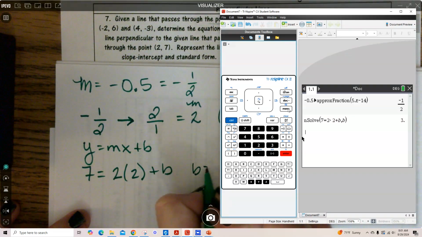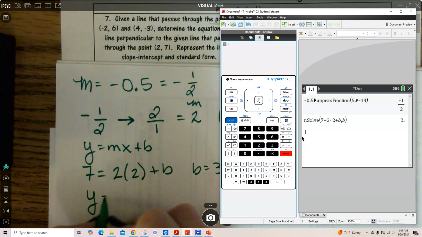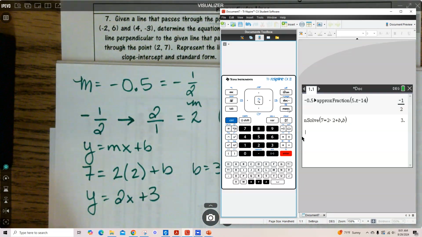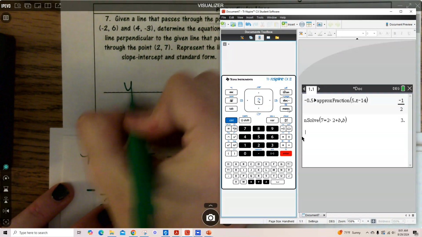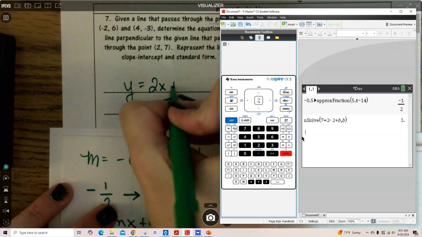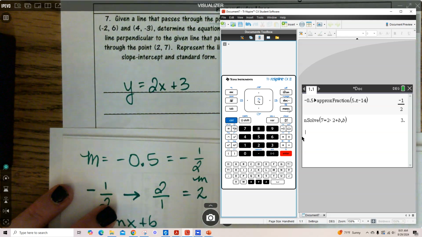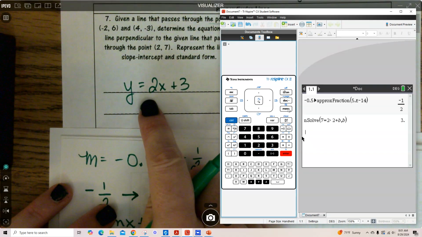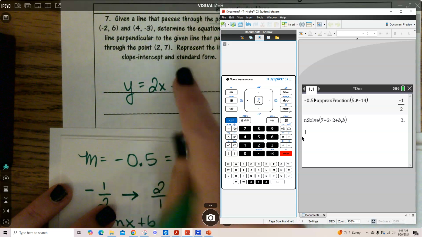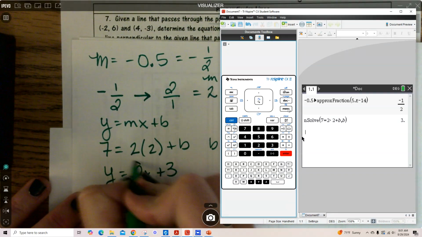So my b value is 3. So in slope-intercept form, y equals 2x plus 3. So that's the line in slope-intercept form. Now we have to convert it to standard form.